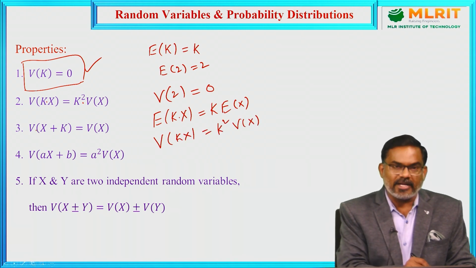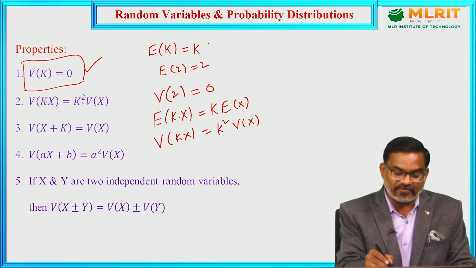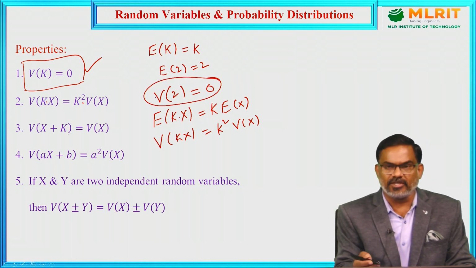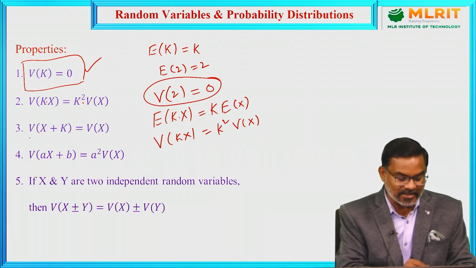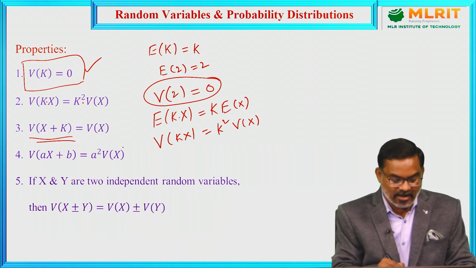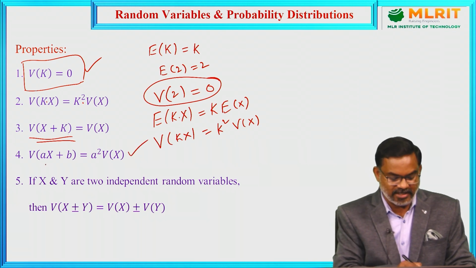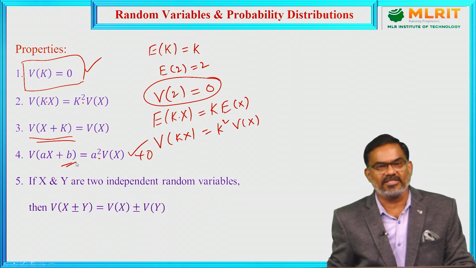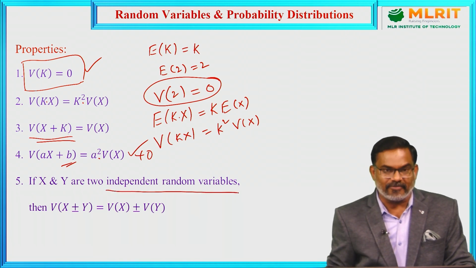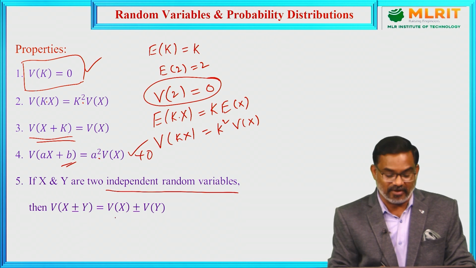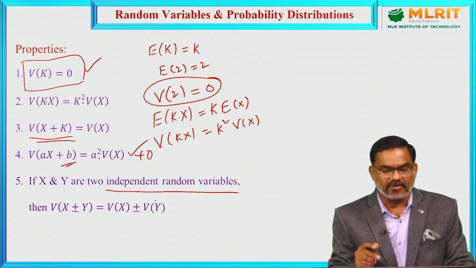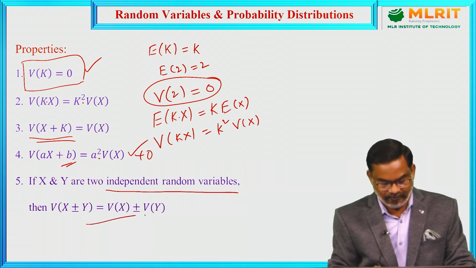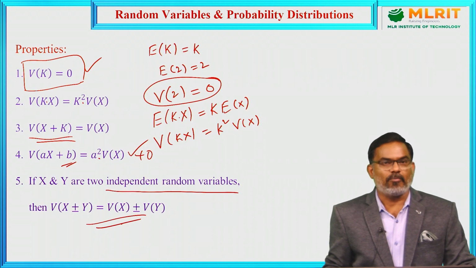And similarly, variance of x plus k, since variance of k is 0, variance of 2 is 0, variance of some constant is 0, variance of x plus k is equal to variance of x. And similarly, variance of ax plus b, where a is a constant, b is another constant, is a square into v of x plus 0, because variance of a constant is 0. And if x and y are two independent random variables, then variance of x plus or minus y is equal to the sum of the individual variances, v of x plus v of y. So, these are the properties of variances.